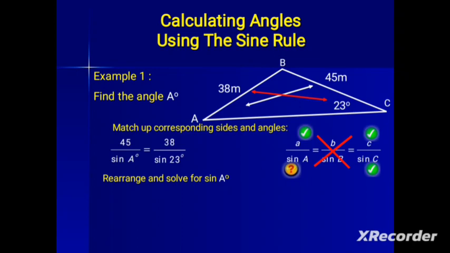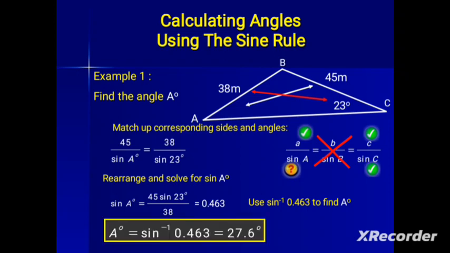We rearrange and solve for sine of A. We'll get sine of A is equal to 45 sine of 23 degrees over 38. So you simplify that to get 0.463. But we are supposed to find A in degrees, so we are going to get the sine inverse of 0.463, and that will get us 27.6 degrees.